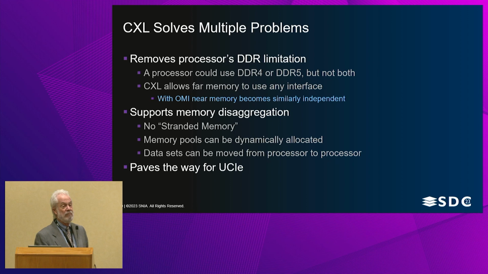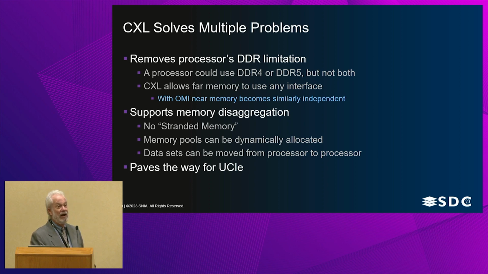CXL solved that problem. It removed not only the requirement to have a new bus that matched the DDR, but it also allowed you to use different kinds of memory with one processor. Right now, I know a guy who looks at it and he says, oh, is that one of Intel's DDR4 processors, or is that one of Intel's DDR5 processors? And he categorizes Intel's processors by the DRAM they're able to use. This, with CXL, you can use both DRAM interfaces. CXL allows far memory, which is the memory that's on the other side of the CXL channel, to use any interface.